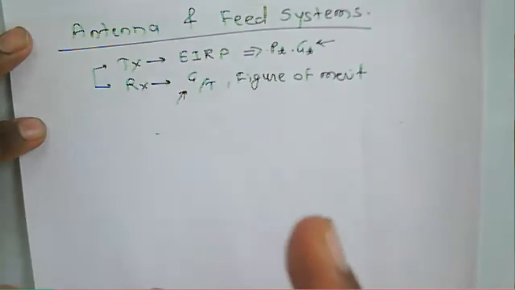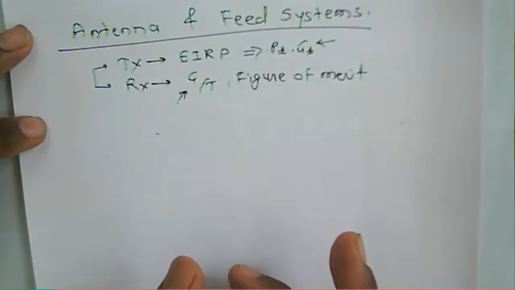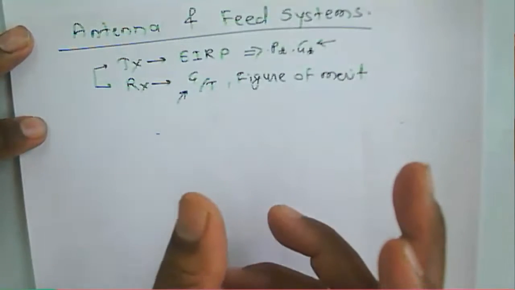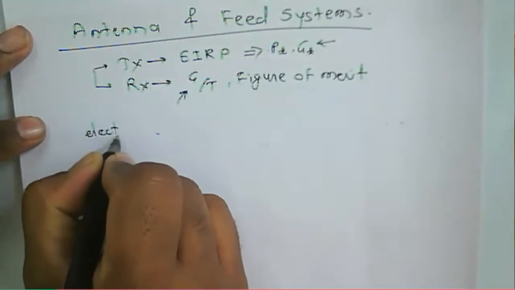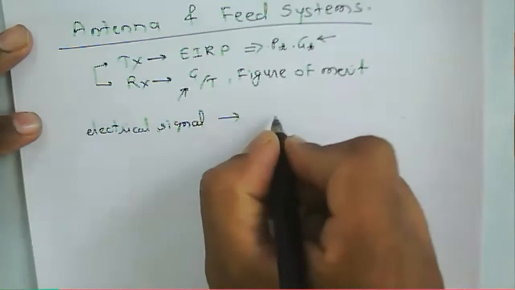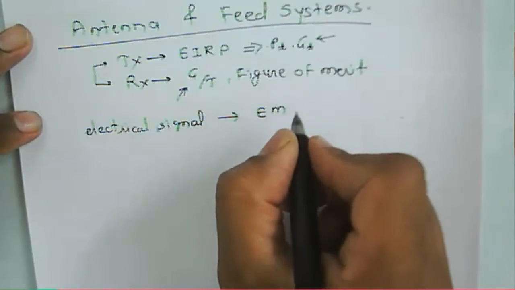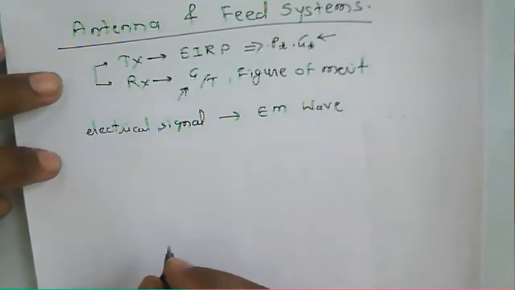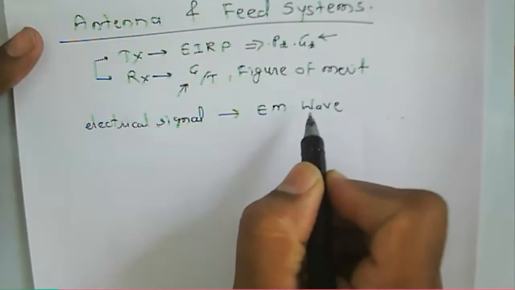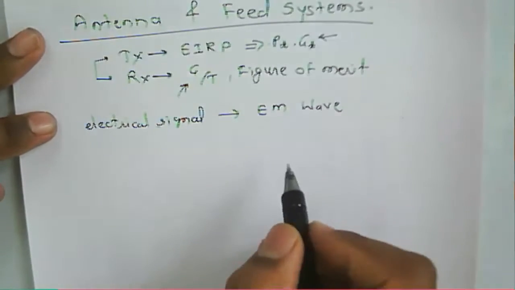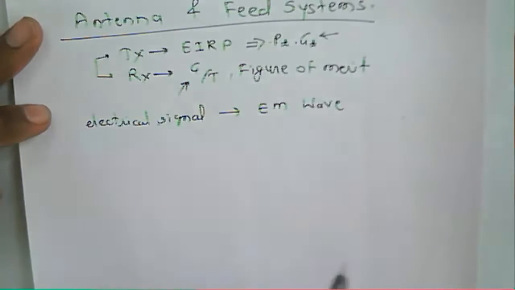So the basic function of an antenna is to convert the electrical signal into electromagnetic waves, or electromagnetic radiation, because those electromagnetic waves radiate in space when we transmit the signal through the antenna.